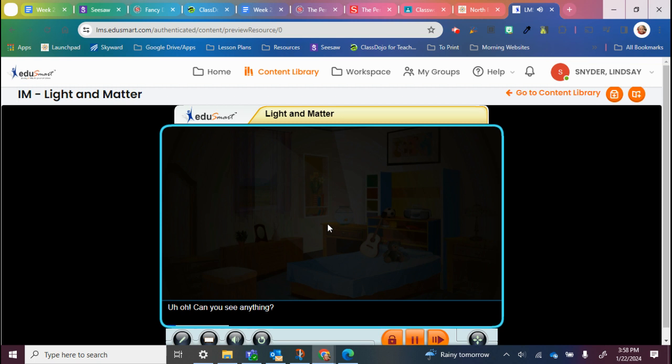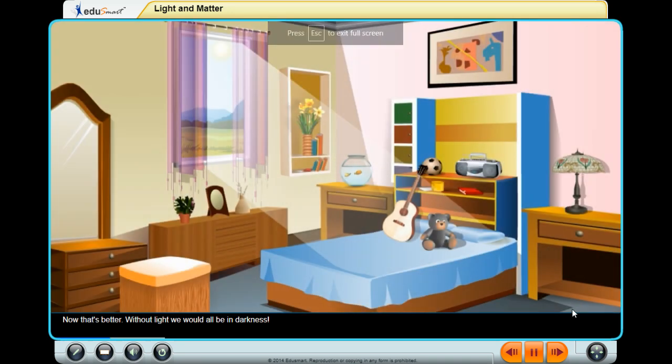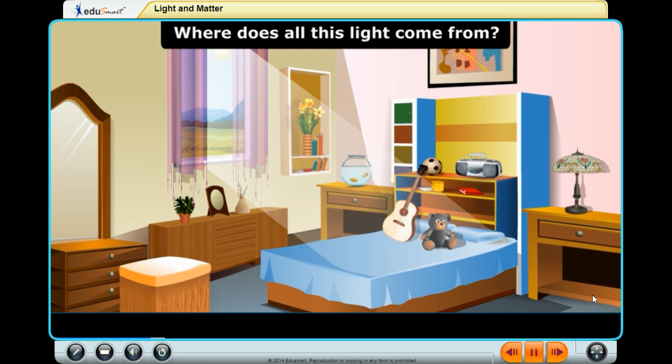See anything? Now, that's better. Without light, we would all be in darkness. Where does all this light come from?